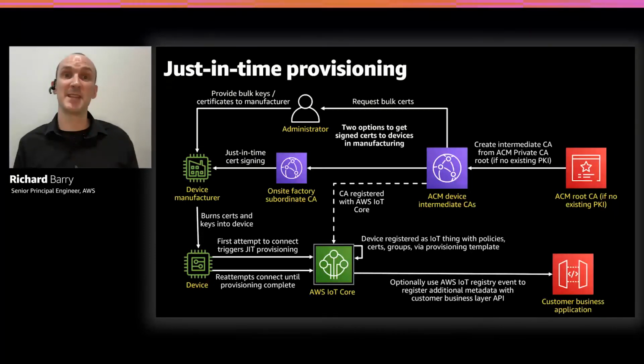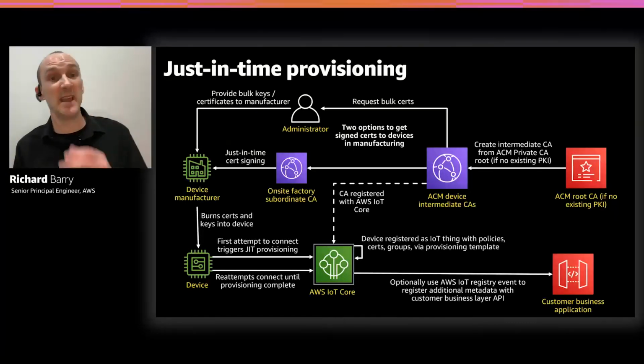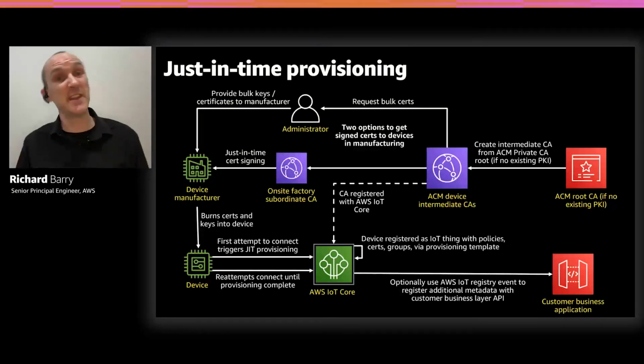Meanwhile, our device is disconnected. A couple of seconds later, it can try reconnecting. If that back-end process is finished, it will then be successful. If it's not, it can just try again in a couple of seconds' time. And then, hey presto, we have all our millions and millions of devices provisioned and registered with AWS.